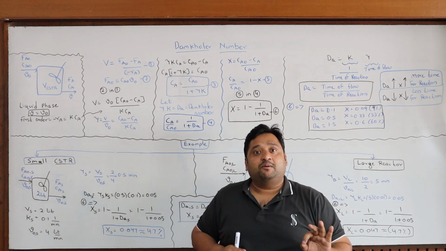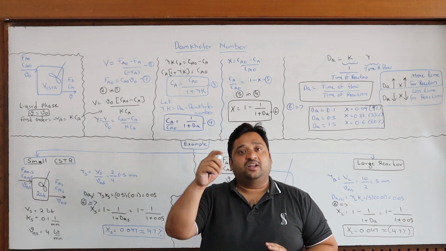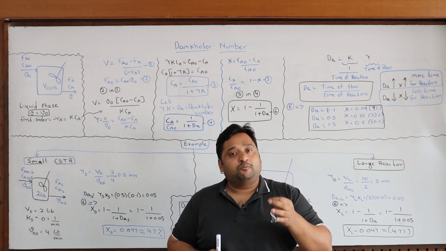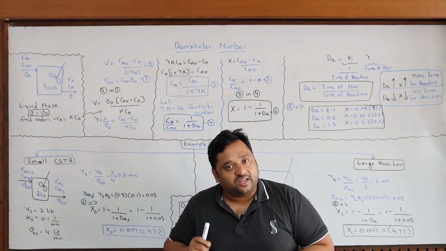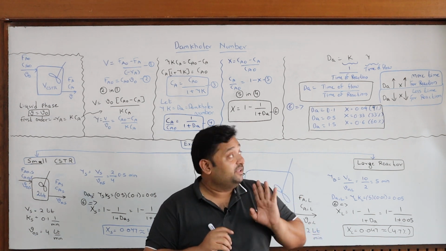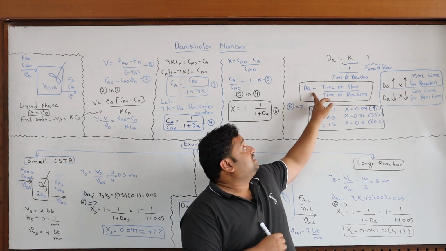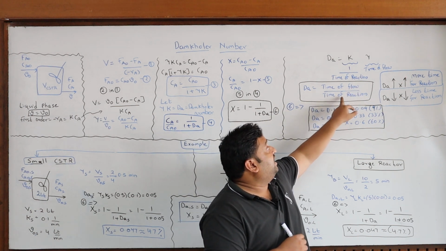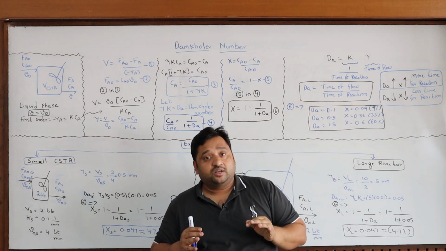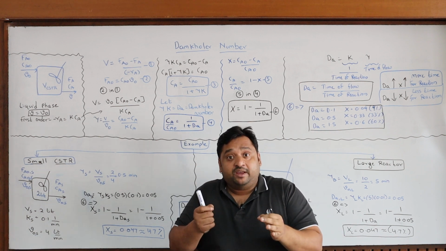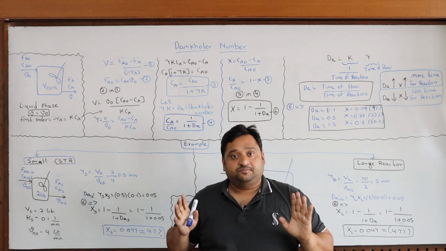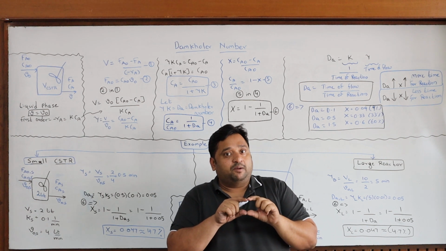If the Damköhler number is higher, the conversion in the reactor is higher. If the Damköhler number is lower, conversion in the reactor is lower. Why? Because a higher Damköhler number means time of flow is higher than time of reaction. That means you are allowing more time to react, because it is divided by time of reaction.